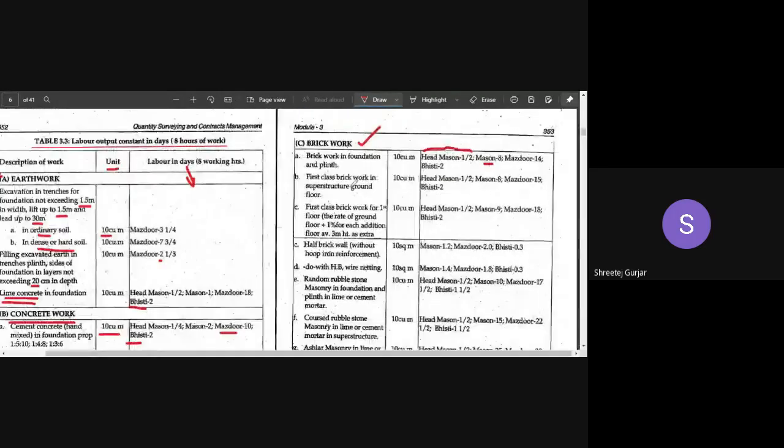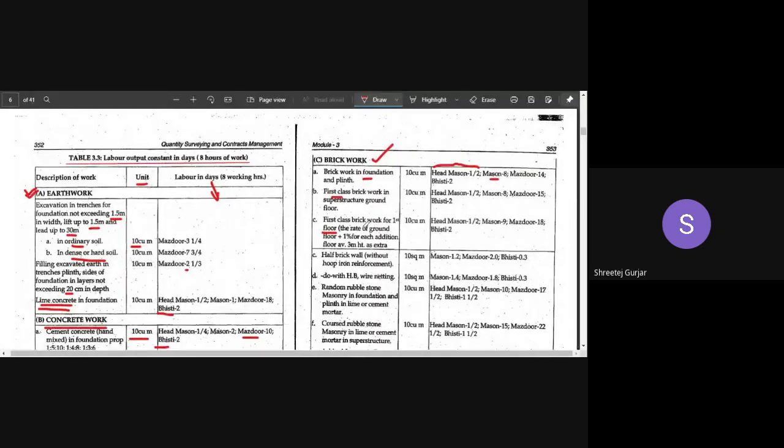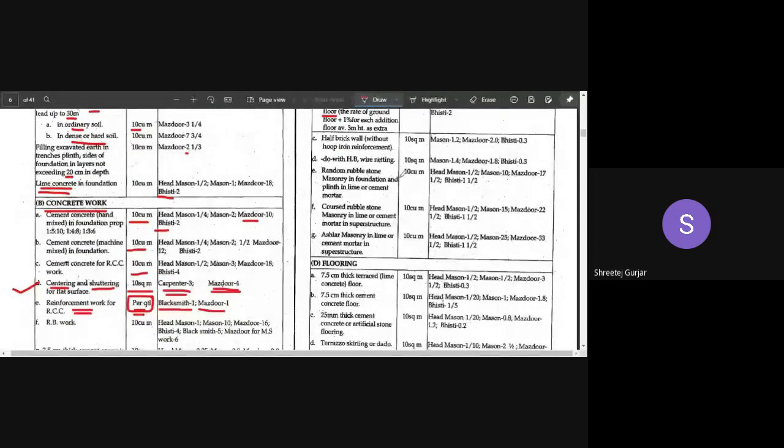Similarly, depending upon the type of brickwork, right? For brickwork in foundation, first class brickwork in superstructure, then we have first class brickwork in floor, right? For ground floor, then first floor. And as the height increases, your output also decreases. Output or your outturn of work decreases. We have studied that factor.